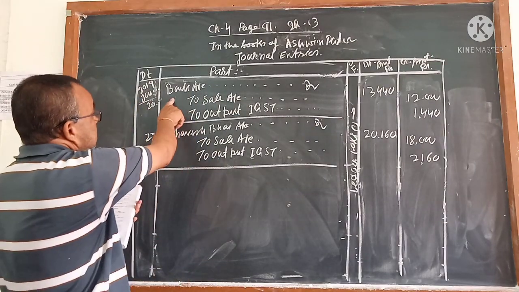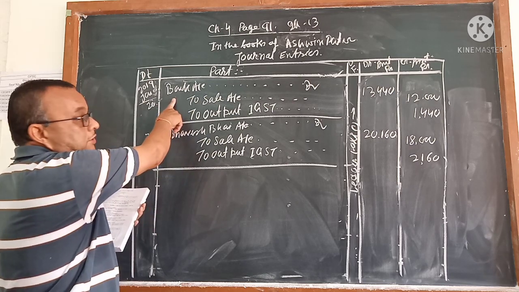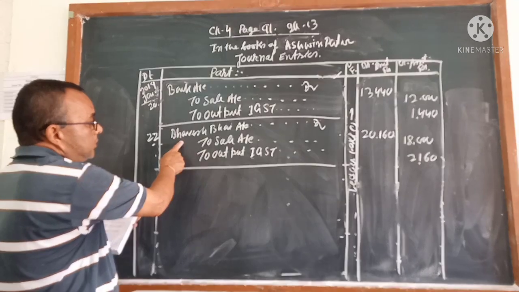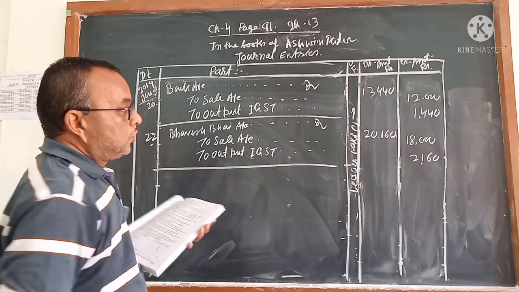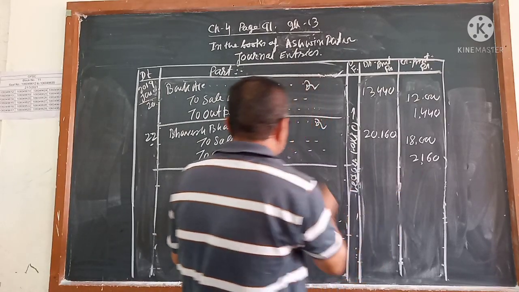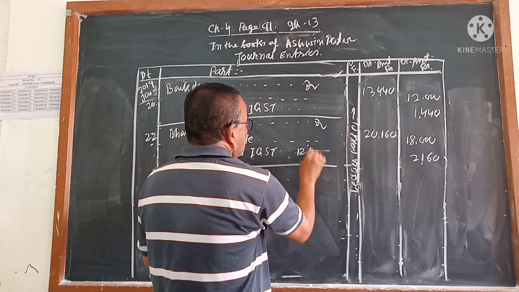Understand? Cash transaction, credit transaction. If it is a cash transaction, bank account debit to sales to output. If it is a credit transaction, Bhavesh account debit to sales to output. 20,160 is the cost of the goods. This is GST, IGST, applicable at 12%.